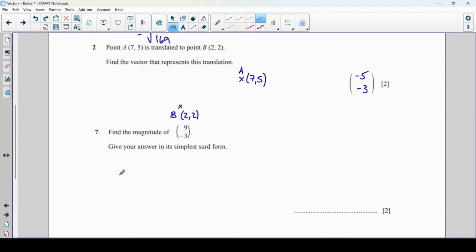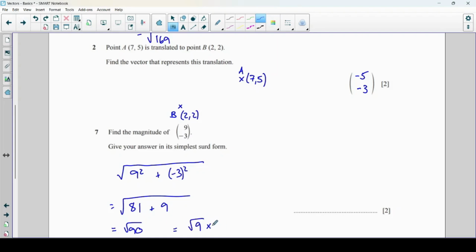Another magnitude question. So again, a bit of Pythagoras. So it's the square root of 9 squared plus negative 3 squared. 9 squared is 81. 3 squared is 9, so that gives us the square root of 90. This is probably a non-calculator question given it wants it in its simplest surd form. So the biggest square number that goes into 90 I think is 9, so let's write the square root of 9 times the square root of 10, and the square root of 9 is 3, so that is 3 root 10.